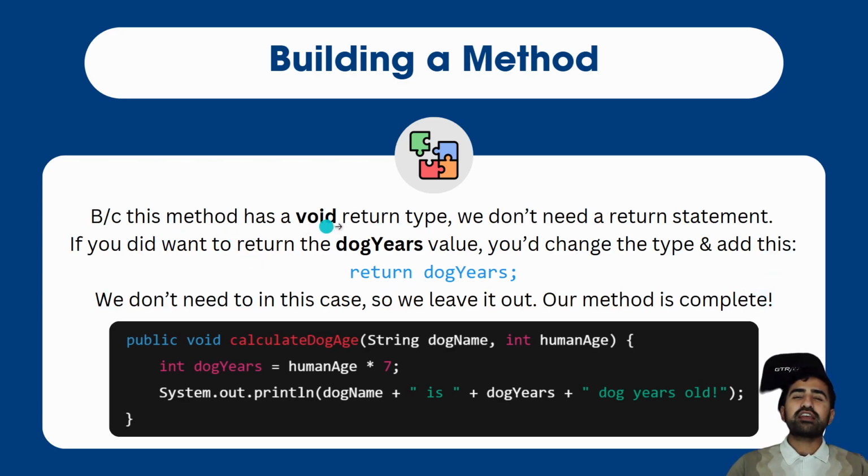All right, so because this method has a void return type, we don't need a return statement. So we're technically done. If you did want to return the dog years value, you'd have to change the return type, and then you'd have to add this return statement. So then you could assign that output to a variable. We'll see what that looks like in some of the examples, but we actually don't need that in this case, so we're just going to leave it out. So our method is done. It's void, so no return type. And that's it. So now this method, you can call it. All you need to do is use the name and then pass the inputs. Again, we'll take a look at some examples. But yeah, that's building a method.